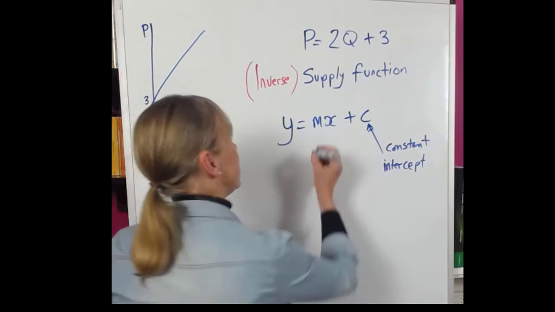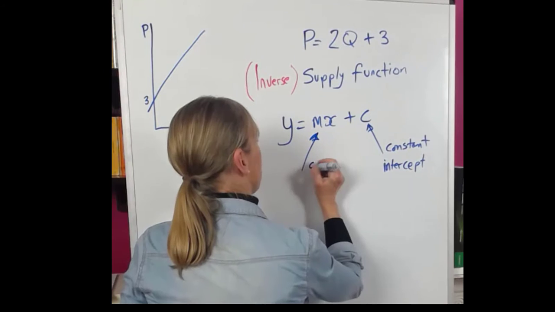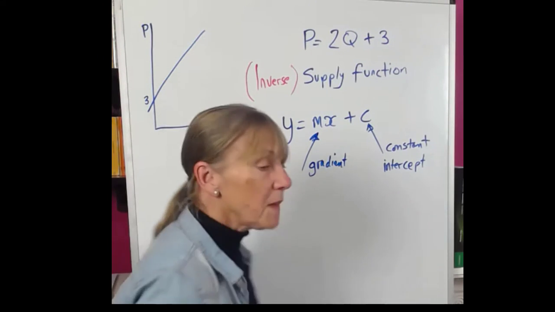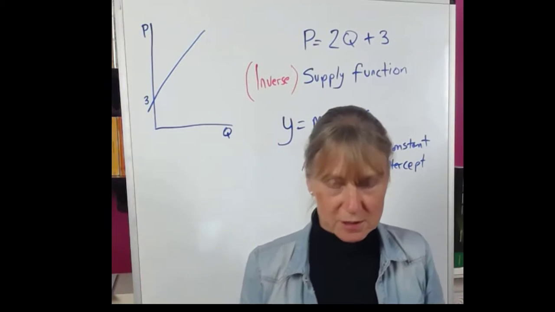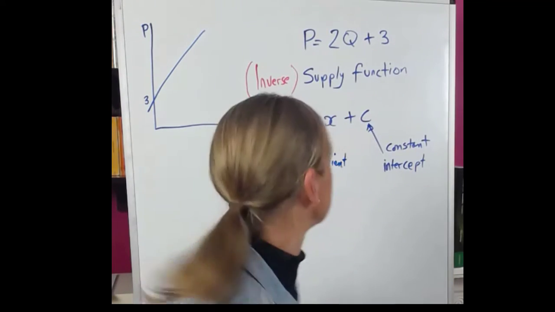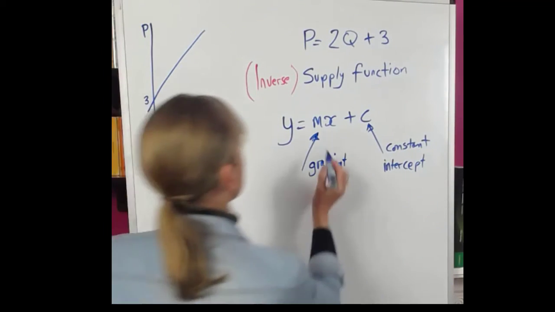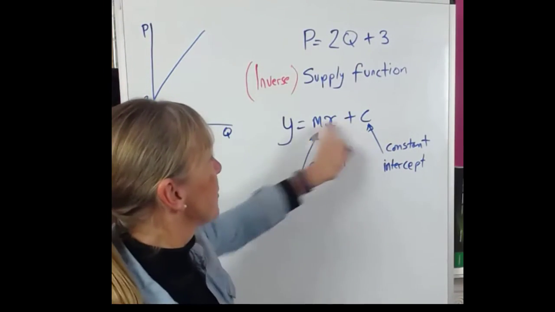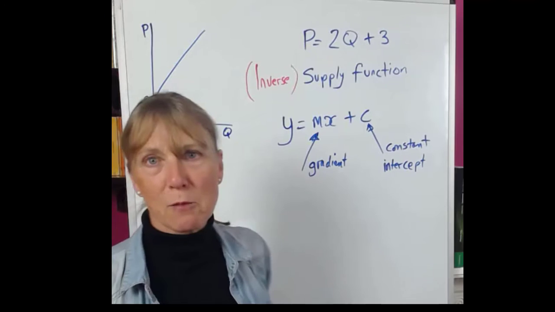And we also learnt that this was the gradient. Now, gradients are really important for economists, and we'll come to that later. And so we learned that whenever we saw an equation of a straight line, we would compare it with this basic format and then be able to read it.